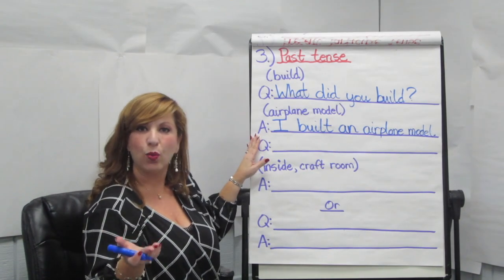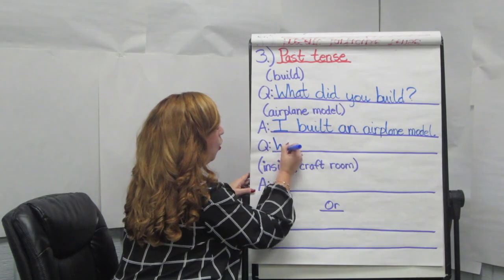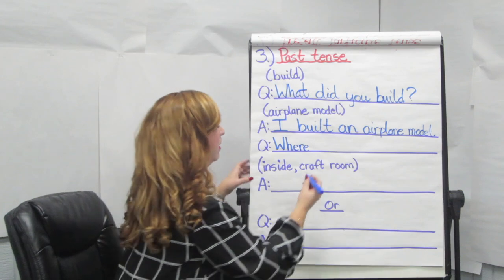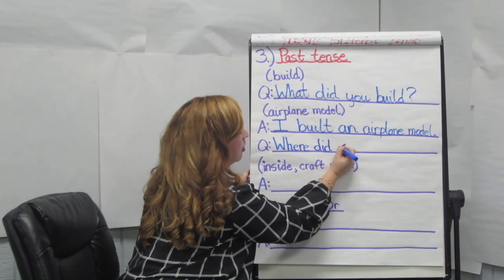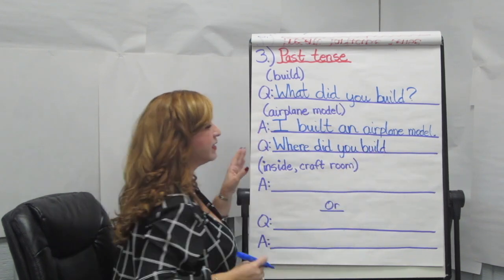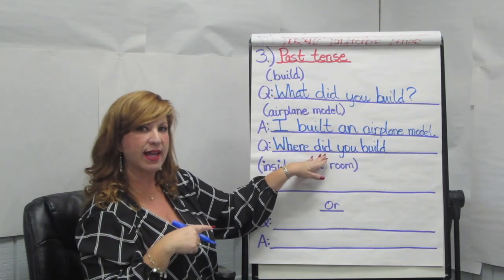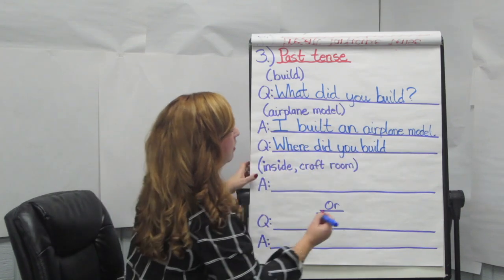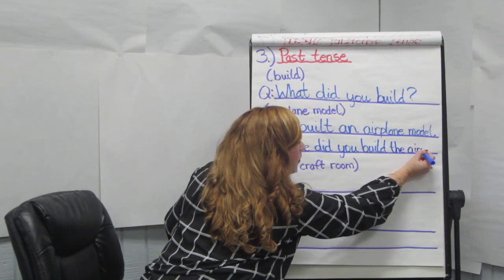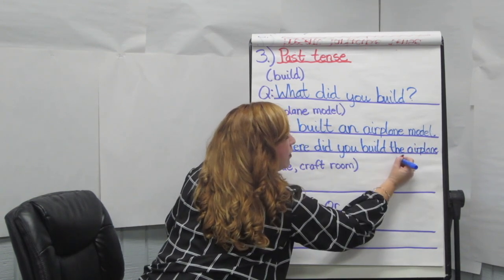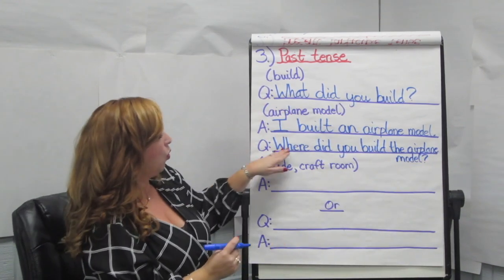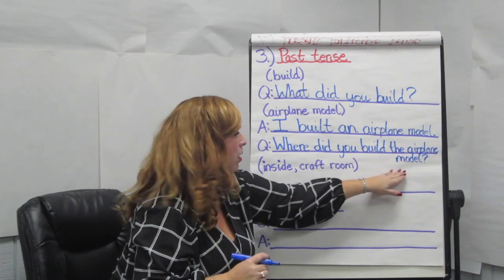Now let's ask the where question. Where, again my helping verb is did. Where did you build? Again, my verb is in the present tense because my helping verb is in the past tense. Where did you build the airplane model? I ran out of room, so I'm going to write it down here. Where did you build the airplane model?